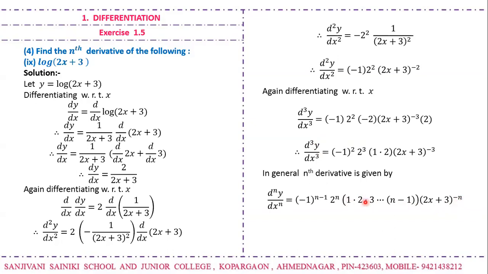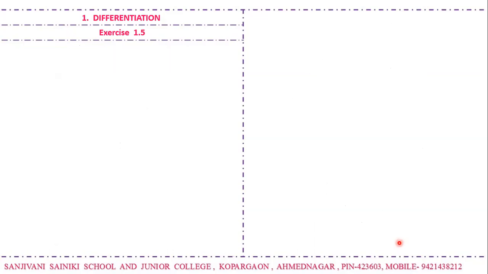But here this is the product of the first n minus 1 natural numbers, so it is n minus 1 factorial, and using laws of indices we can take this term to the denominator. So d^n y by dx^n is minus 1 raised to n minus 1 into n minus 1 factorial into 2 raised to n upon (2x plus 3) raised to n. This is the nth derivative of the given function.